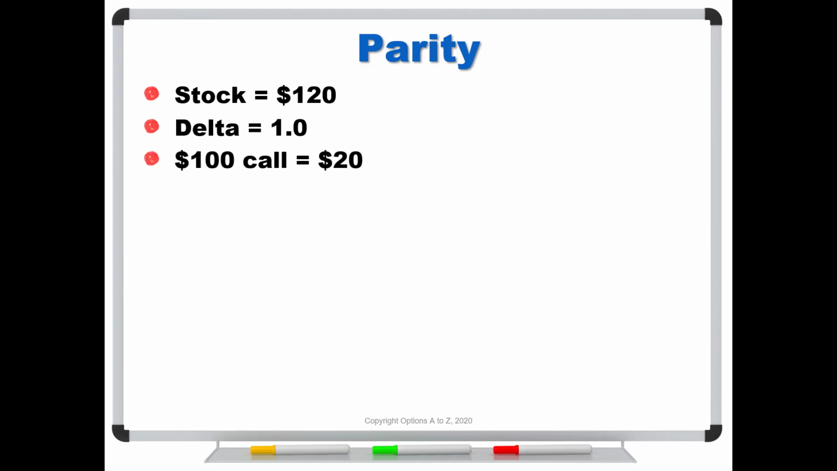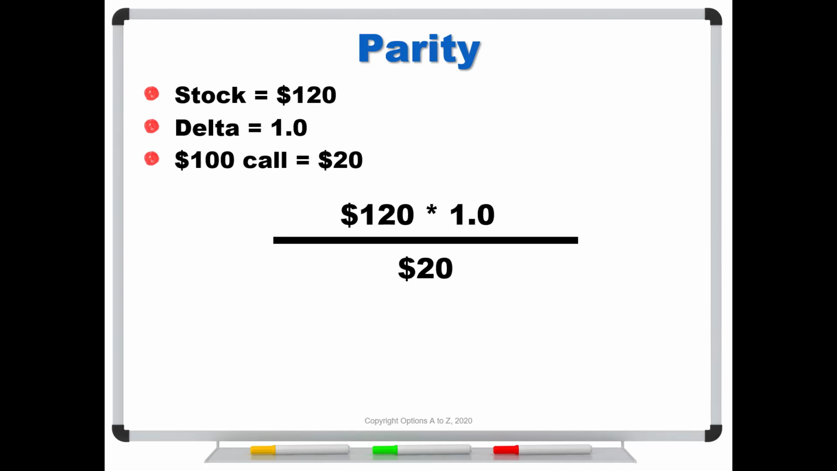What is the elasticity calculation? 120 times a delta of 1 divided by an option's price of 20. Now it reduces to 120 divided by 20, which is 6. So what it's telling you is that now if the stock price rises 1%, your option's going to rise 6%.